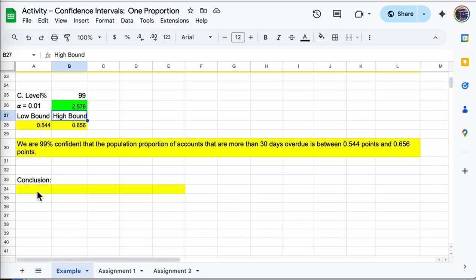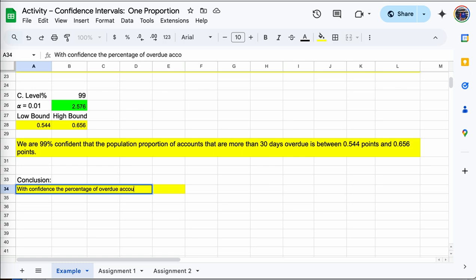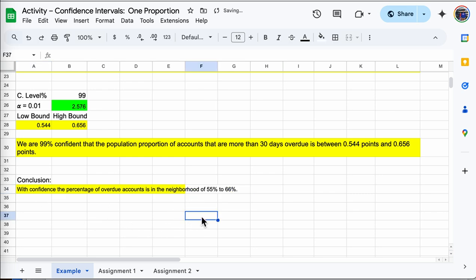So you could say with confidence the percentage of overdue accounts is in the neighborhood of 55 to, I think I said 66%.